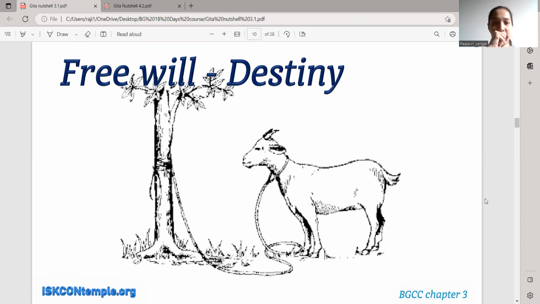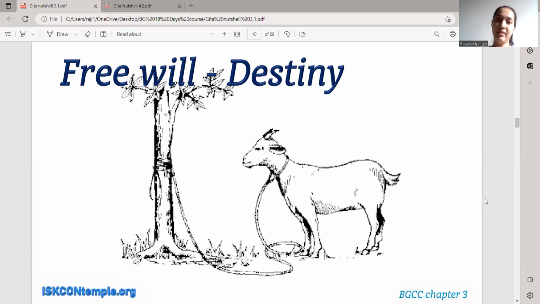Okay. So free will and destiny. Again, you can see the slide. We already discussed this slide, and I'm going to just repeat that. As we progress through the chapters, things will become a little clearer. So what is your understanding of free will and destiny? Which one do you think you have control over? Is it free will or destiny that you have control over?